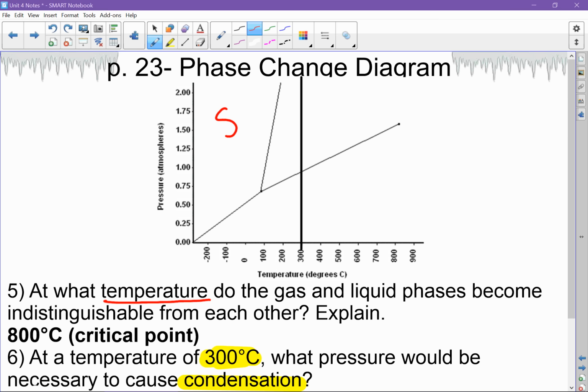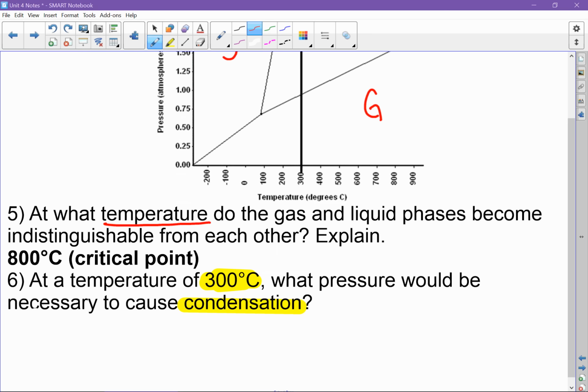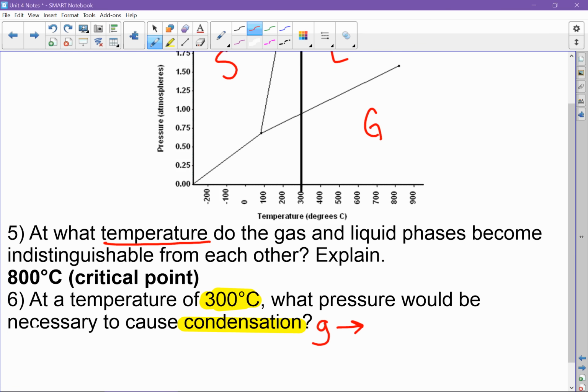And I'm going to put my slug in to help myself. So condensation, just in case you forgot, means you're going to start as a gas and you're going to turn it into a liquid. Okay. Oops, I forgot to write liquid.